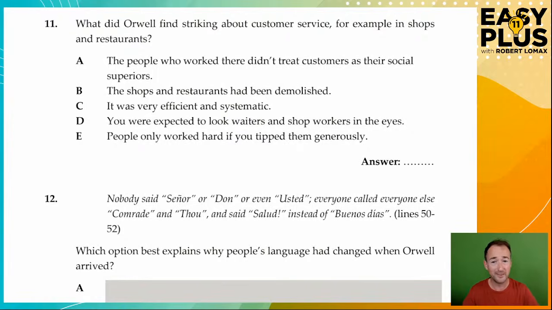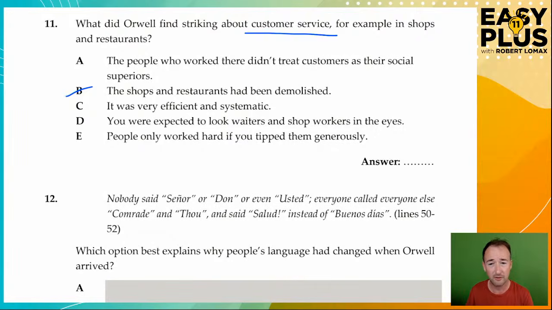Okay, so the people who worked there didn't treat their customers as superiors. They didn't say, come here, sir, have a seat, sir, is there anything I can do for you? I'm terribly sorry. None of that. B, the shops and restaurants had been demolished. Hang on a sec. Question, what did Orwell find striking about customer service? B has got nothing to do with customer service. Before we look at the passage, it cannot be right.